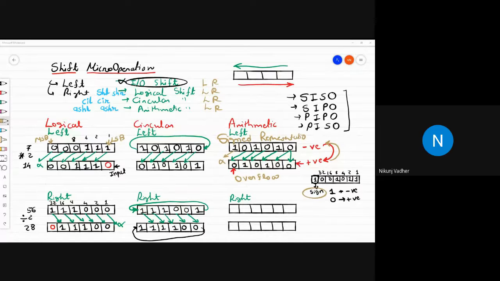That's why I told you that we will consider multiplication and division only with logical shift. We will not focus on circular and arithmetic shift. Okay, sir.